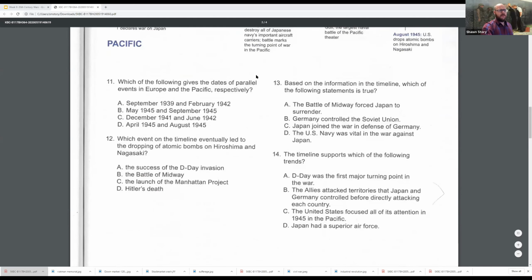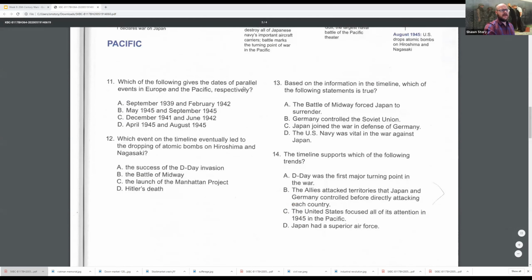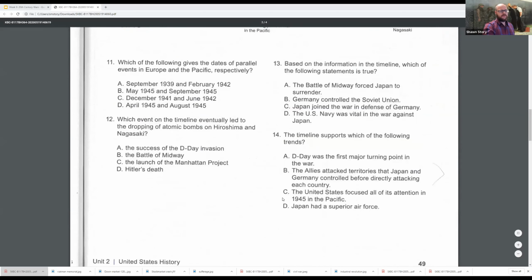Any of them that we can remove right away? Listening to this one here, the United States focused all of its attention in 1945 in the Pacific. I would disagree with that because they were happening in the Pacific and Europe at the same time. So if I look at 1945, U.S. forces go to Germany, U.S. forces. So in 1945, the U.S. is in both places. So I know that one can't be true.